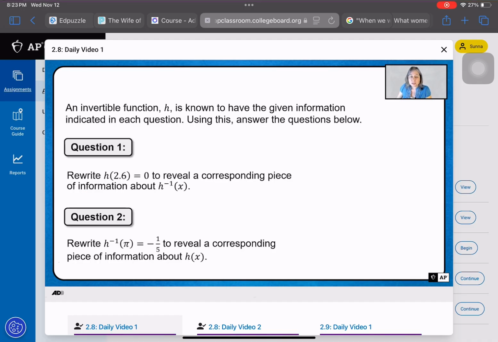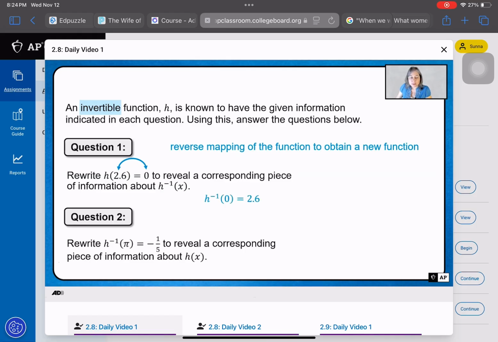An invertible function h is known to have the given information indicated in each question, and we're going to use this to highlight some additional information. Let's note that we have an invertible function, which gives us a reverse mapping of the function that obtains a new function. In question 1, we want to rewrite h of 2.6 equaling 0 to reveal a corresponding piece of information about h inverse of x.